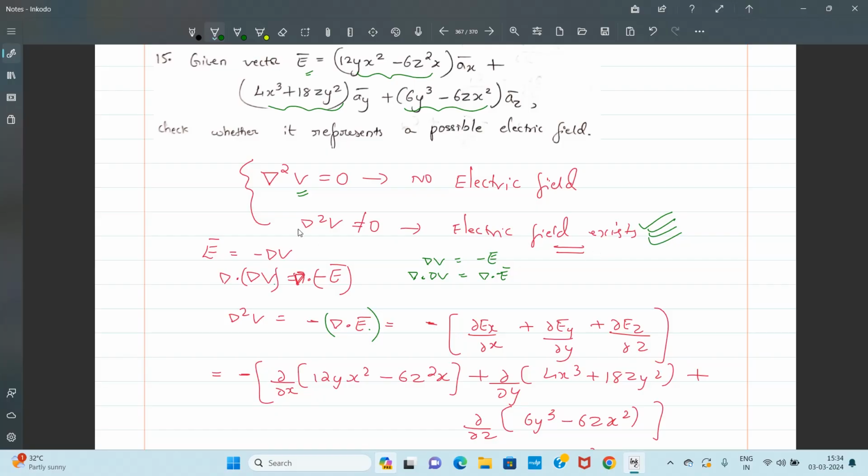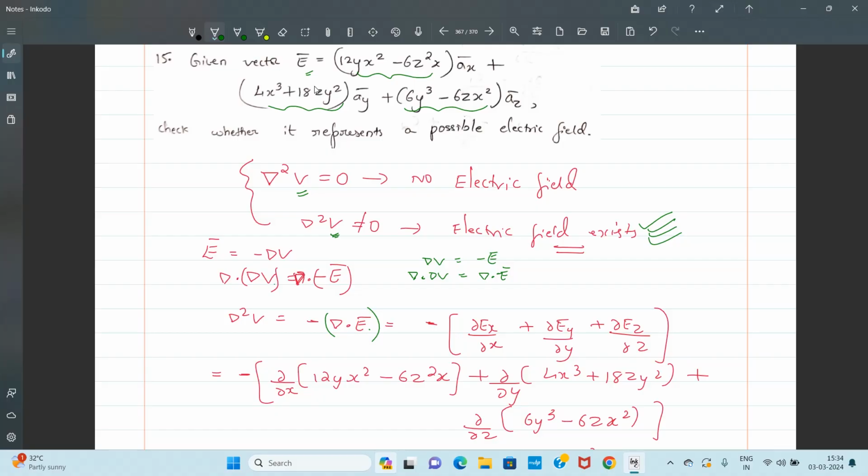So what should you do? You perform this del square V operation and see whether you are getting the answer as not equal to 0. If it is not equal to 0, then you can say that this particular electric field exists in this region. Okay, but to do del square V, you need the V equation.